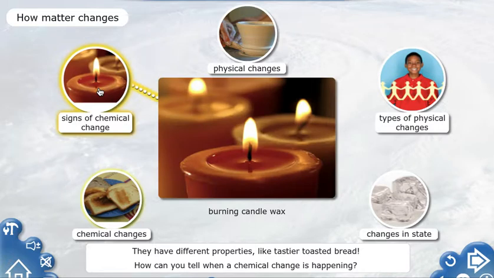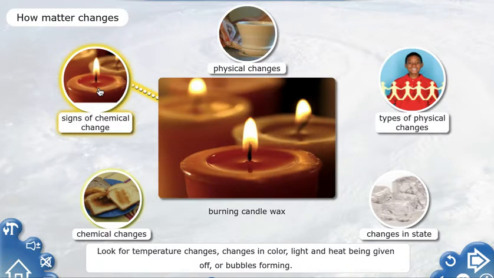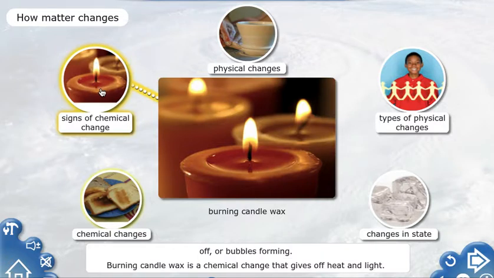How can you tell when a chemical change is happening? Look for temperature changes, changes in color, light and heat being given off, or bubbles forming. Burning candle wax is a chemical change that gives off heat and light.